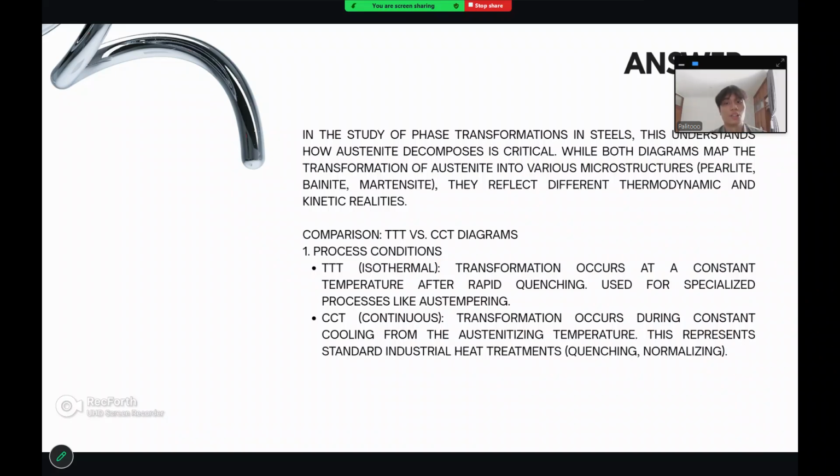So the comparison is TTT versus CCT diagrams. The first one is the process conditions. TTT is isothermal, so the transformation occurs at a constant temperature after rapid quenching, which is used for specialized processes like austempering. The second one is CCT, which is continuous. The transformation occurs during continuous cooling from the austenitizing temperature, and this represents standard industrial heat treatments such as quenching and normalizing.